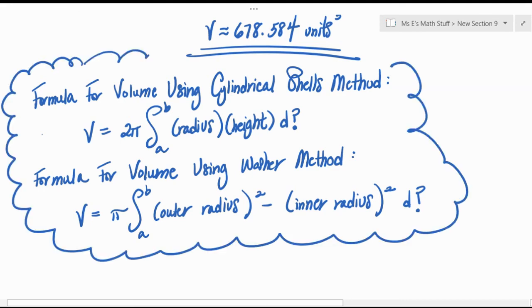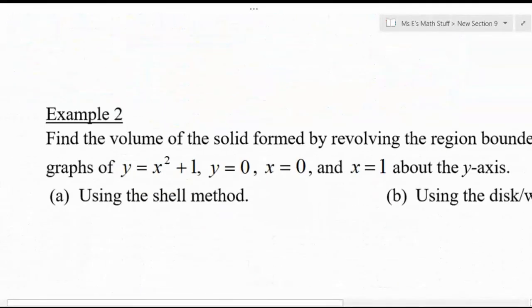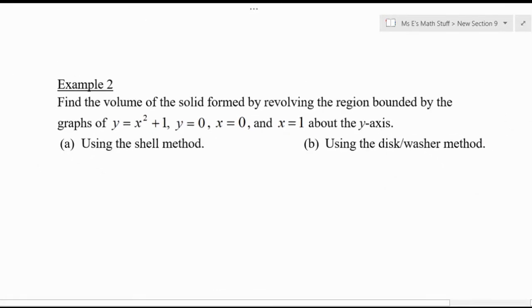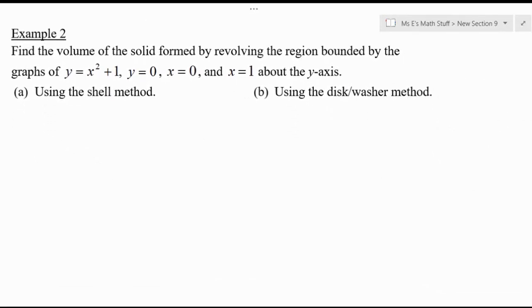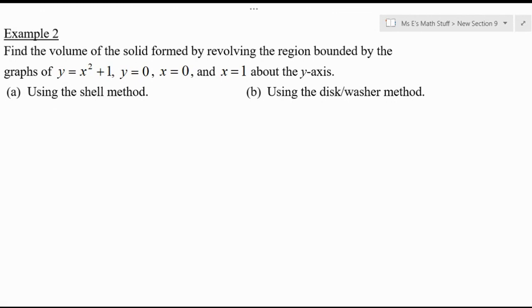There we go. These are the next 2 formulas for your flashcard collection. I recommend you memorize them now before we proceed to the next example. If you need to, pause the video to make sure you've got these nice and memorized. And assuming you've got them memorized, let's take a look at example 2 here. Find the volume of the solid formed by revolving the region bounded by the graphs of y equals x squared plus 1, y equals 0, x equals 0, and x equals 1 about the y-axis. Part A, using the shell method, and then part B, using the disk or washer method. All right, see how it goes. Check in with me in the next video.